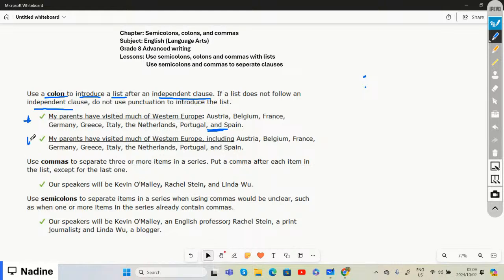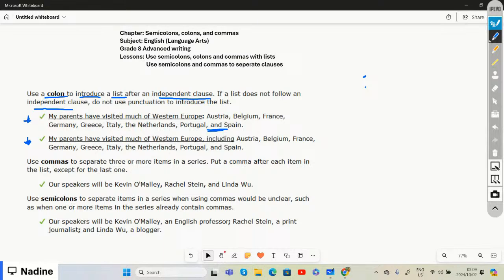But now look at the next example. Here it says, if a list does not follow an independent clause, do not use punctuation to introduce the list. Like here it says, my parents have visited much of Western Europe, including.